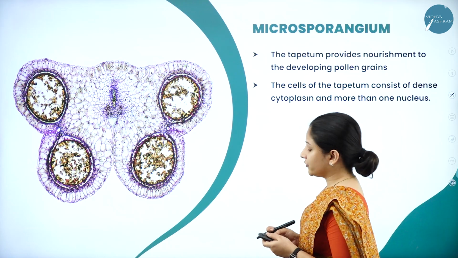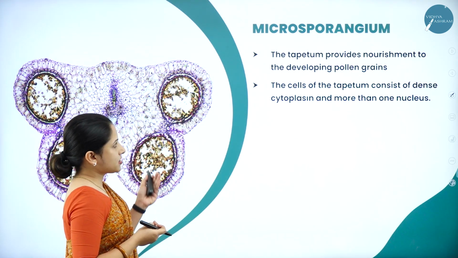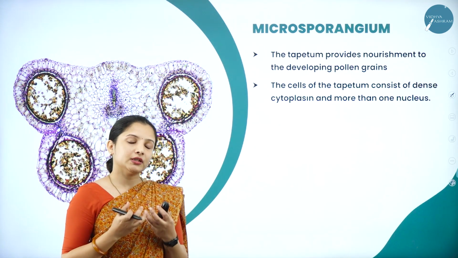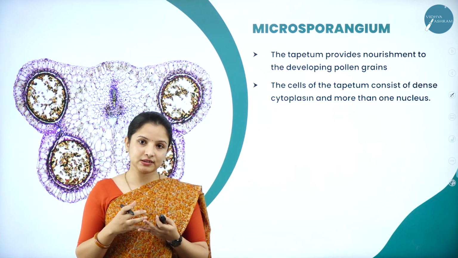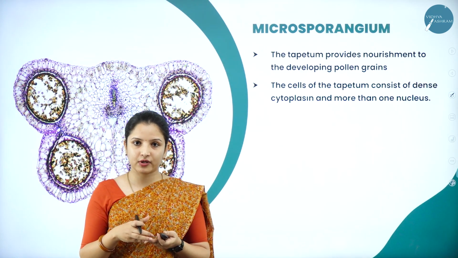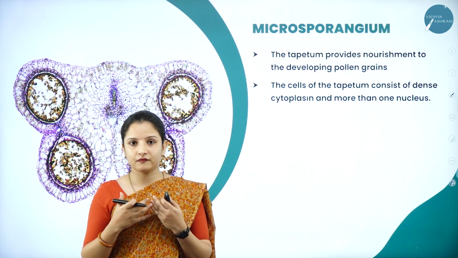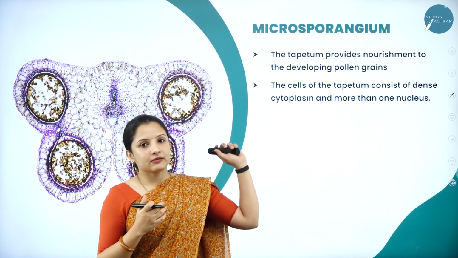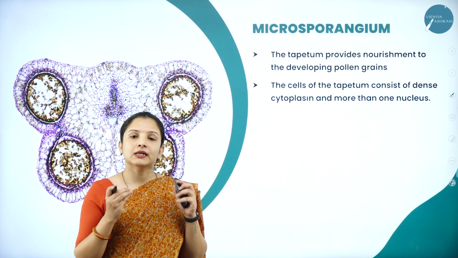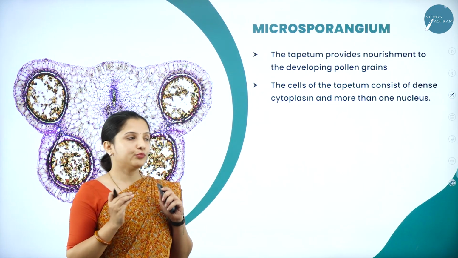So, I also told you there is one more layer that is called the tapetum. So, the tapetum actually provides nourishment to the pollen grains, the pollen grains that are present in the pollen sacs. So where are the pollen sacs present? They are present inside the microsporangium. So those pollen grains need to get nutrition for survival or nourishment, right? So the function of the tapetum is to provide nourishment or nutrition to the developing pollen grains inside the microsporangium or inside the pollen sac.